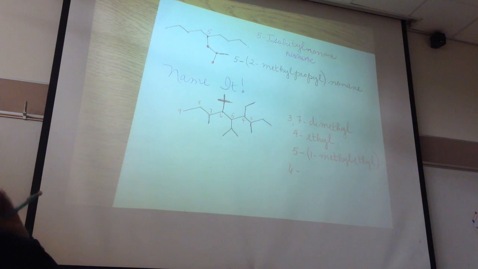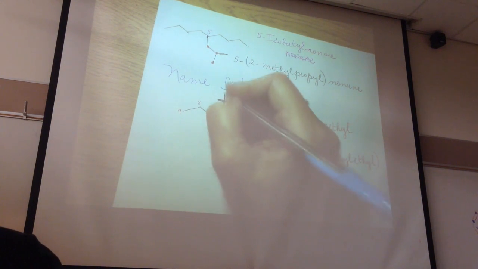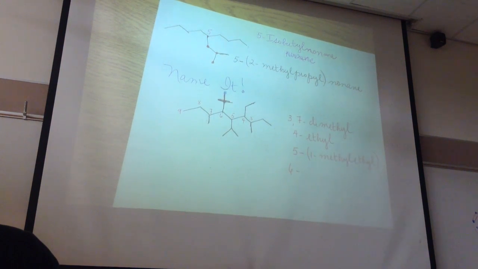Point of attachment. The point of attachment is right here. 1,1-dimethyl. He says the longest is an ethyl, and on carbon 1, you took a methyl and you took a methyl. So he's telling me that this will be called 1,1-dimethylethyl.